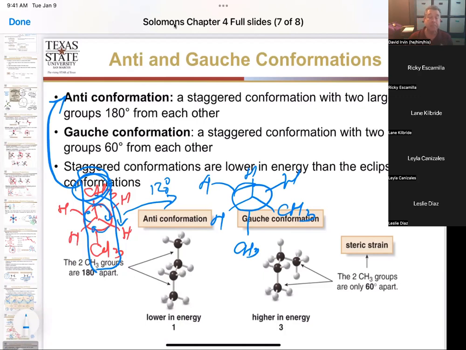In this position, our two largest groups are not anti, although they are still in a staggered conformation. They are gauche now. Gauche means that they are close together, but they are not eclipsed. Opposite each other is anti, close but not eclipsed is gauche, and eclipsed is eclipsed. And that's even higher in energy. So the anti-configuration is the lowest possible energy, and the gauche is slightly higher in energy.